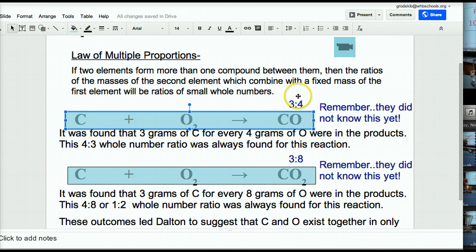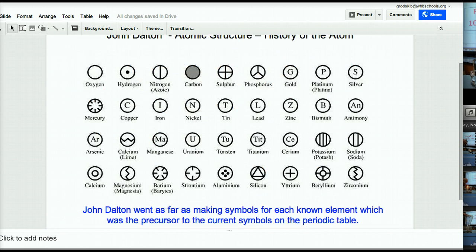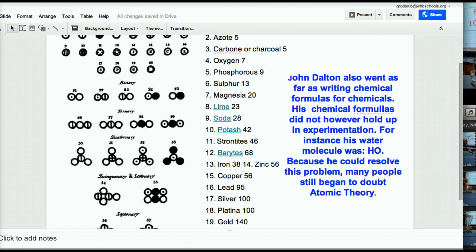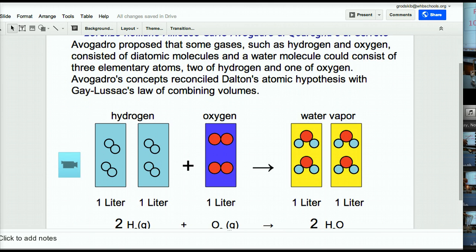Now, of course, we've been through this already. Another person who came up with some important background information that supported John Dalton's atomic theory was, of course, Gay-Lussac and his work with combining volumes. And we've been down that road before as well. This is all other stuff that John Dalton did, but let's go quickly through it. Gay-Lussac was able to find whole number ratios.